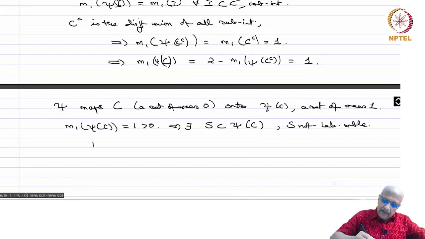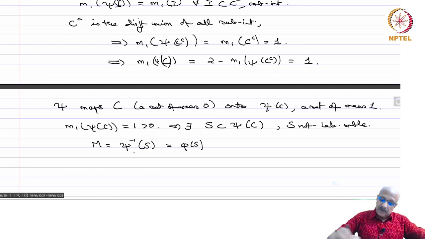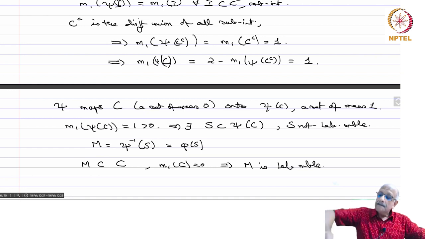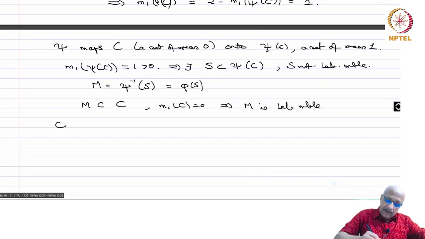Okay. So let M equal psi inverse of C, S, and of course you can call this phi of S, because phi is nothing but psi inverse. So M is this, but M is contained in C. The measure of C, the Cantor set, is 0. Therefore by completeness of the Lebesgue measure, M is Lebesgue measurable. Claim: M is not Borel measurable.